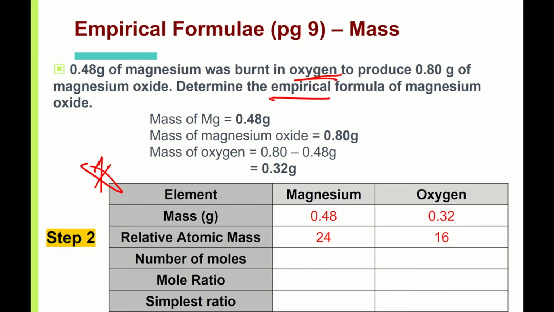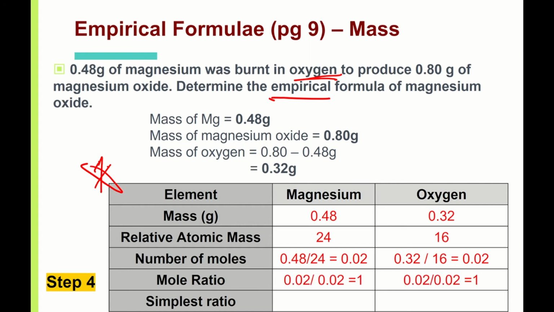So what is the number of moles? One magnesium is 24 grams. If I have 0.48 grams of magnesium, number of moles is mass over your Ar. Same for oxygen, 0.32 divided by 16 equals 0.02. Mole ratio, 1 is to 1. So simplest ratio, 1 is to 1. Formula is MgO. Pause the video, take some time to understand.